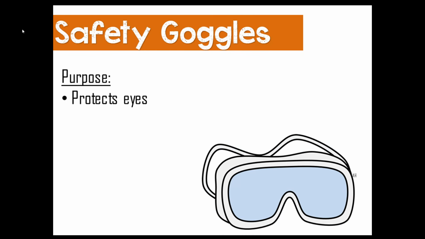Safety goggles. We learned in our lab safety symbols lesson that this symbol will be used when we're working with glass or heat or an open flame or chemicals, and the reason we use goggles is to protect our eyes and our face.